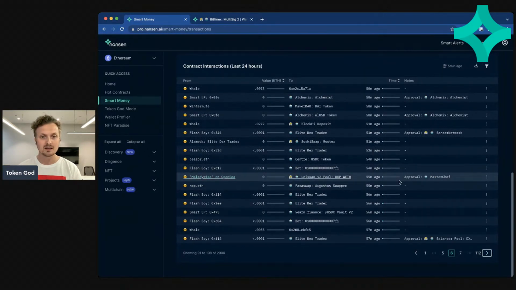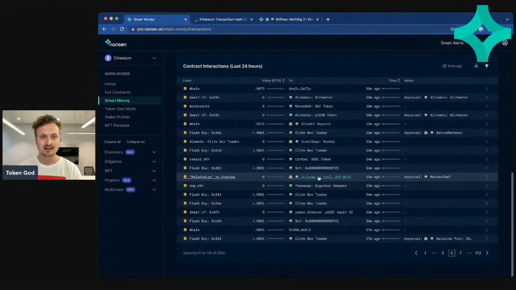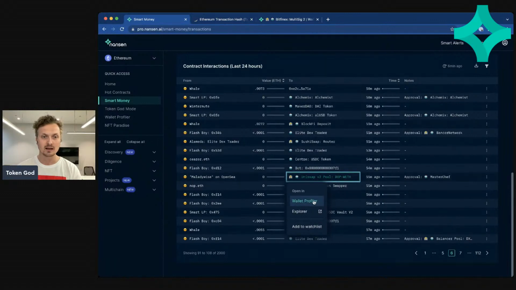Malady-wise on OpenSea approving a MasterChef contract. Interesting. Looks like they're depositing DOP wrapped Ether tokens into the MasterChef contract. We can look at the transaction here. So they approved this for trade on that. That's pretty cool. In fact, this one, I think I might want to look at this in token God mode.